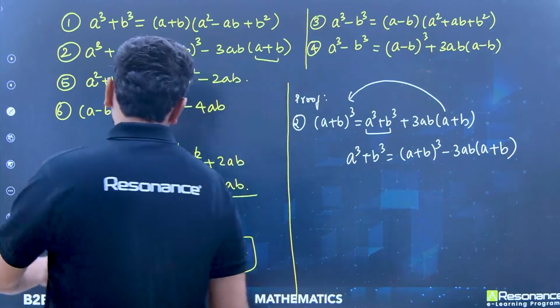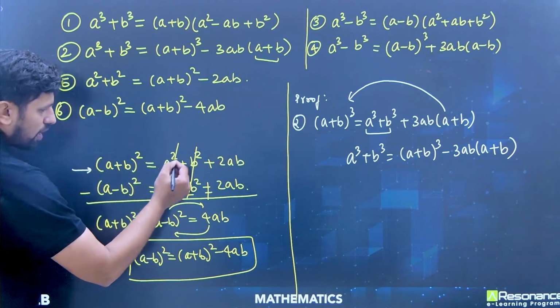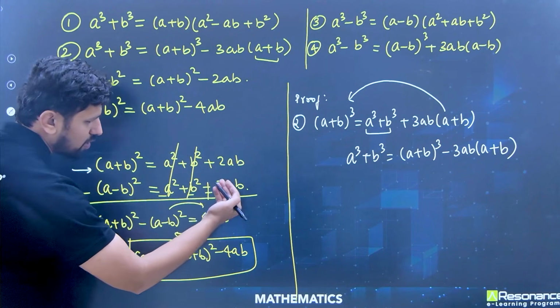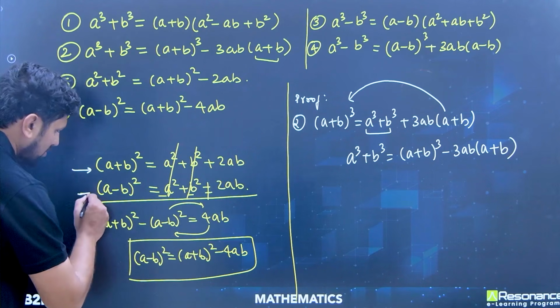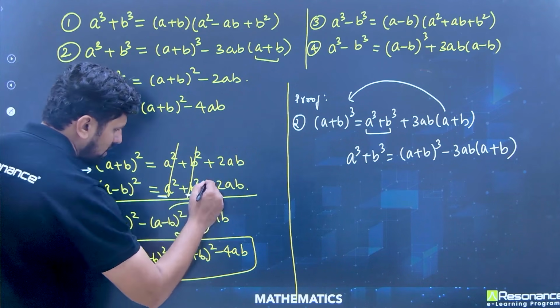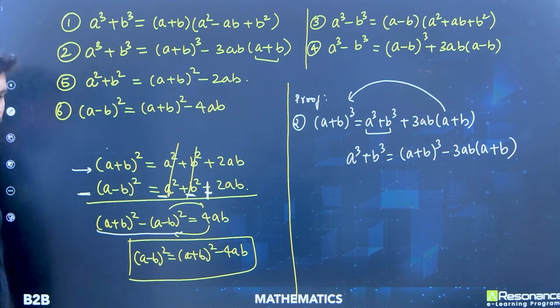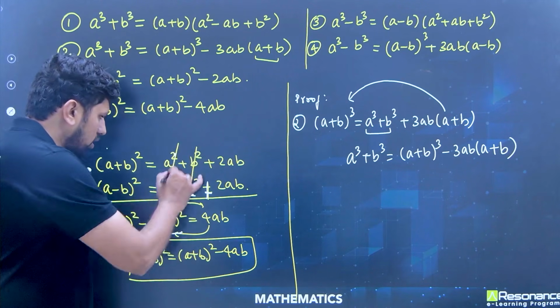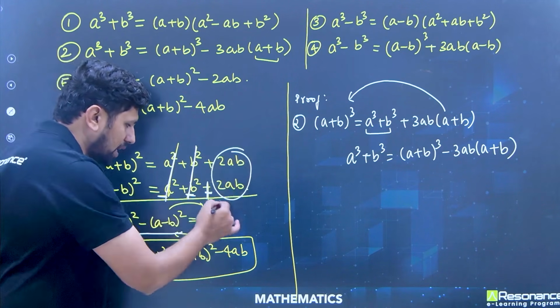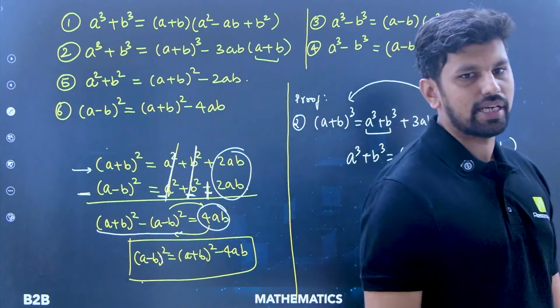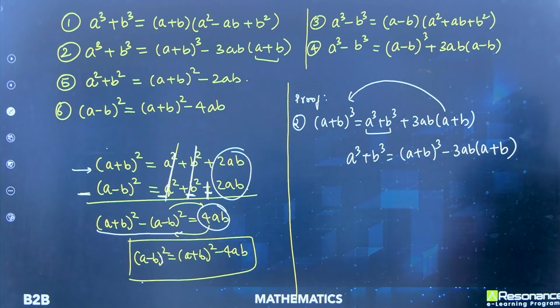Sixth one, okay. We know what a plus b whole square is: a square plus b square plus 2ab. What is a minus b whole square? a square plus b square minus 2ab. So I have subtracted these two. So this will become plus. Subtract: a plus b whole square minus a minus b whole square. These two got cancelled. 2ab became 4ab. So a minus b whole square became a plus b whole square minus 4ab. Okay.